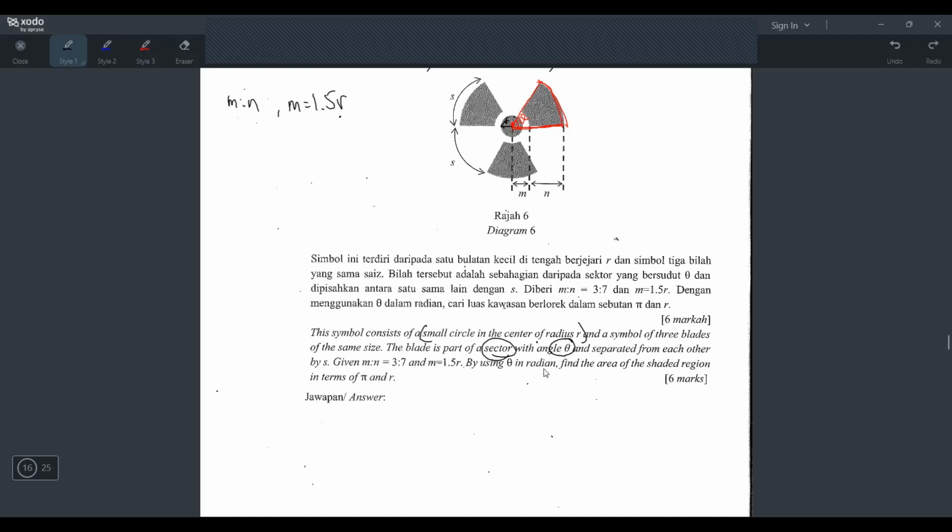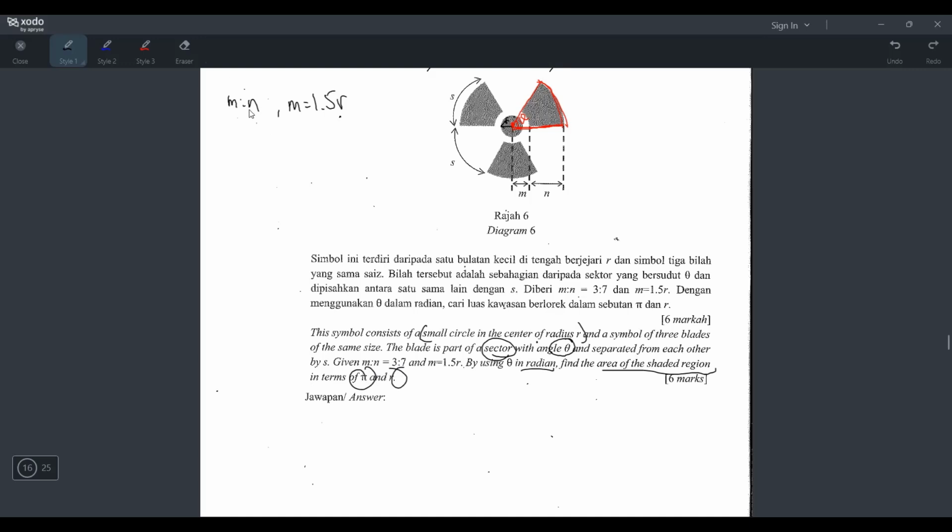By using theta in radian, find the area of the shaded region in terms of pi and R. It means I don't have to find the exact value of the radius because they want the answer in terms of pi and R, right? So I don't have to find the radius, but I have to find the angle. If I don't have the angle in radian, I cannot find my area of shaded region. So my area of shaded region can only be in terms of pi and R, but the angle I have to find.